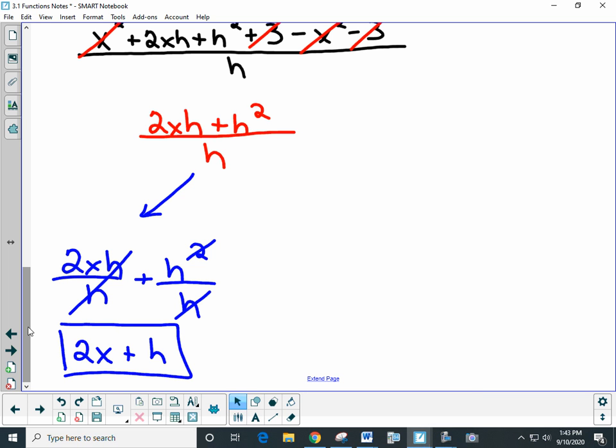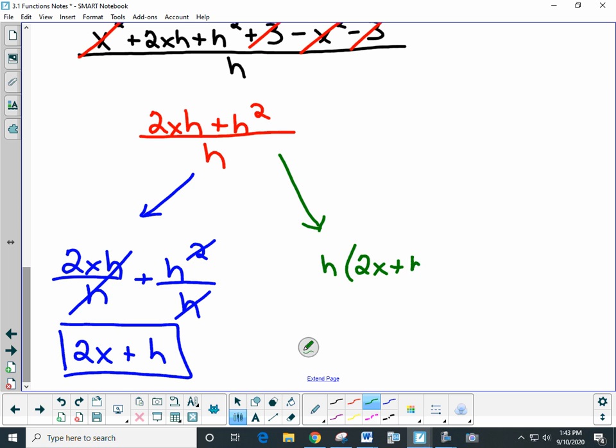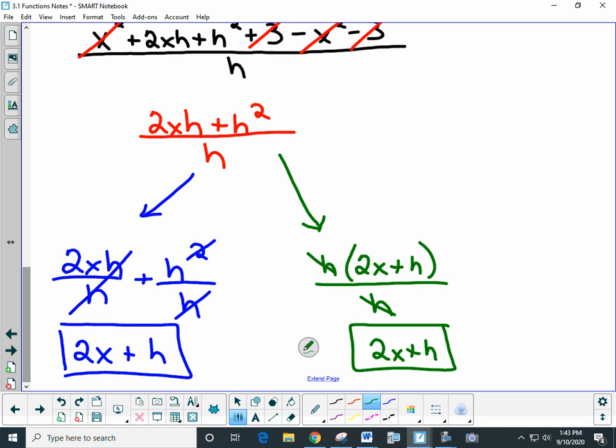Other people like to factor it out. So they see that the numerator has an h in common, so they factor an h out and you get 2x plus h inside. And then you can cross the h's out to get a final answer of 2x plus h. It doesn't matter to me. As you can see, they are identical answers. Both are mathematically correct. Some people just like to eyeball it from this point here and just go, oh, this h cancels with one of these h's.